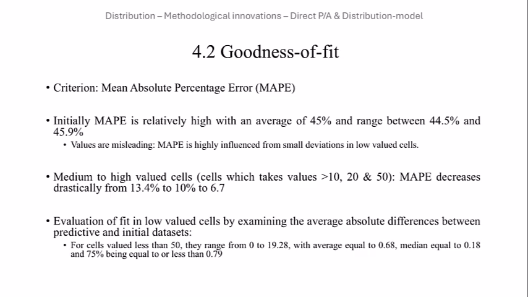At first glance, MAPE values are quite high, around 45%. But this is misleading, because small deviations in very low-valued cells can inflate the error. When we focus on medium and high-valued cells, those greater than 10, 20, or 50 trips, the MAPE drops dramatically to 13, 10, and even 7%. This shows that the model performs much better in areas where trip volumes are significant.